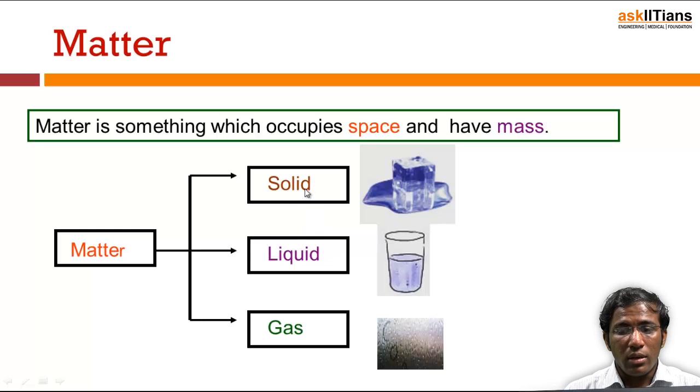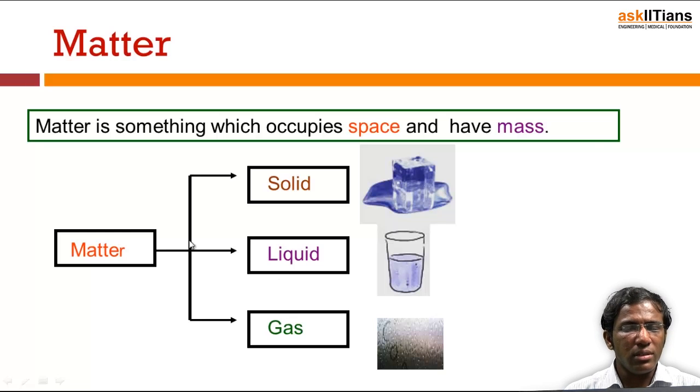In solids we have very little intermolecular space, or interatomic space. In liquids we have relatively more. In gases there is a large separation. The intermolecular or interatomic distance is high. So the separation between the particles is different in these three states.